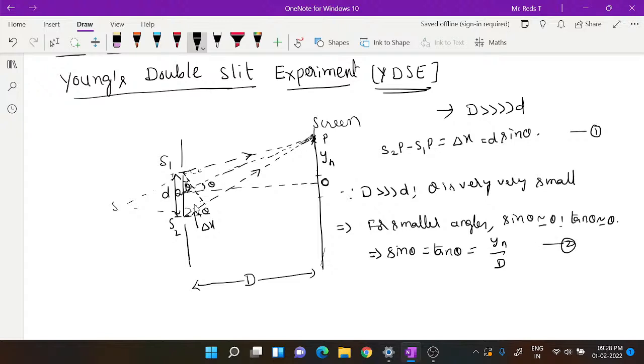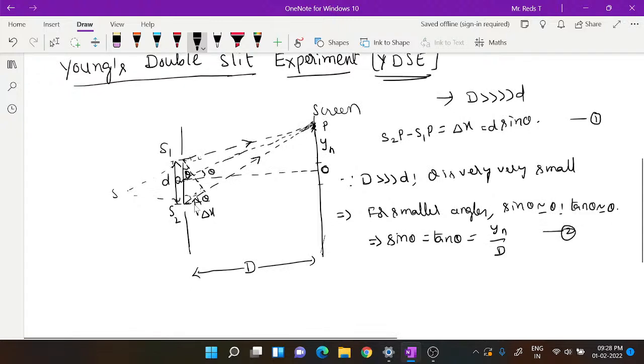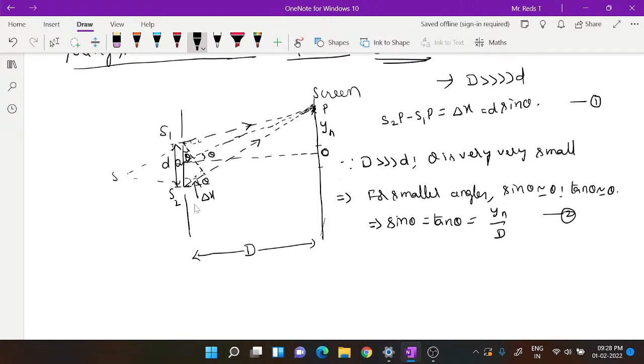But what we now want to understand here is the path difference and tan theta. If the path difference is equal to an integral multiple of lambda, then we get constructive interference. If it is an odd integral multiple of lambda by 2, you will get destructive interference.